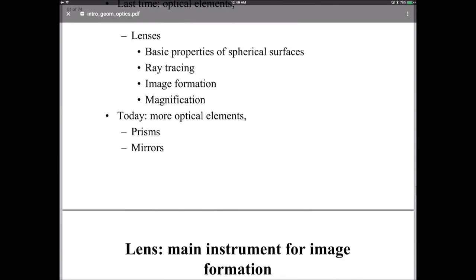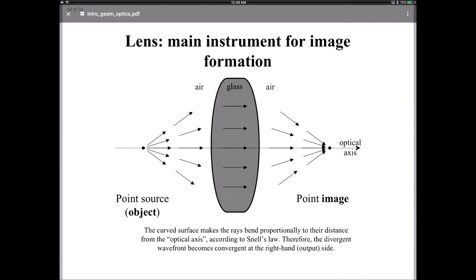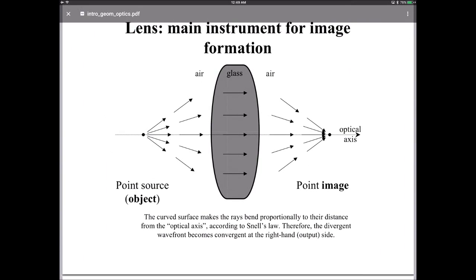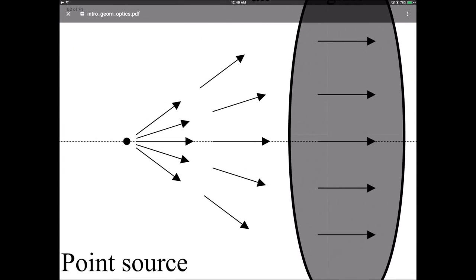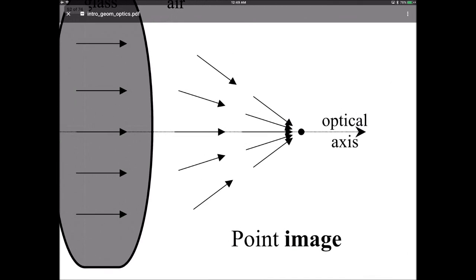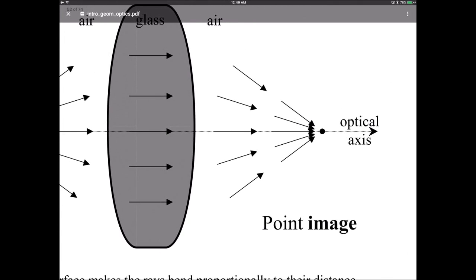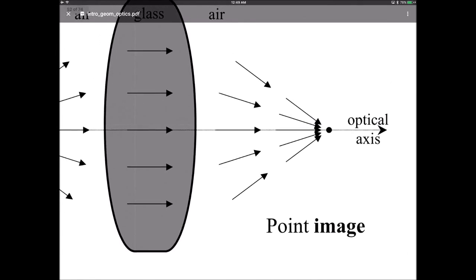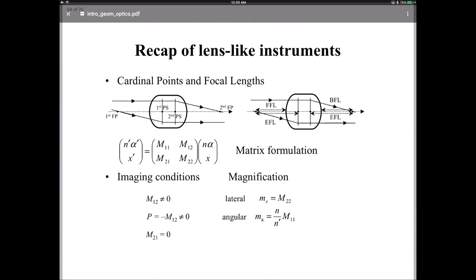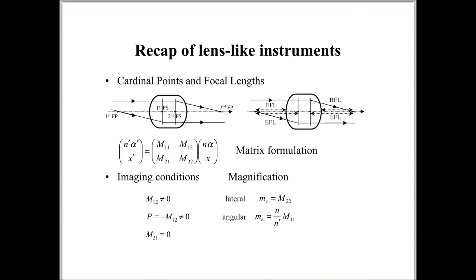These slides are recaps of what we already discussed. So lenses, let's remember that lenses are the main instruments for image formation. They collect light emanated from a point source and make the light rays, which were initially divergent, converge at another point on the optical axis, which is defined as the image point. We talked about the cardinal planes and points, like the first focal point, the second focal point, and the two principal surfaces. And we went through matrix formulations and discussed imaging conditions and magnifications.